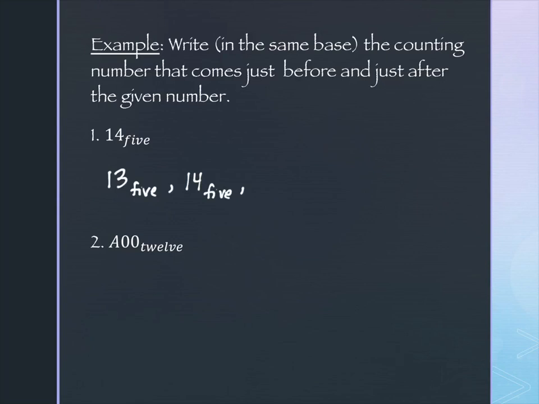The number that comes after 19 is the number 20 because I've run out of single digits in the ones place. So when I run out of single digits in the ones place, I do the same thing no matter what base I'm in. So the number that comes after 1, 4 in base 5 would be what number? 2, 0 in base 5. So this is our next value. So these are the two values it's asking me to find, the one before, the one after.